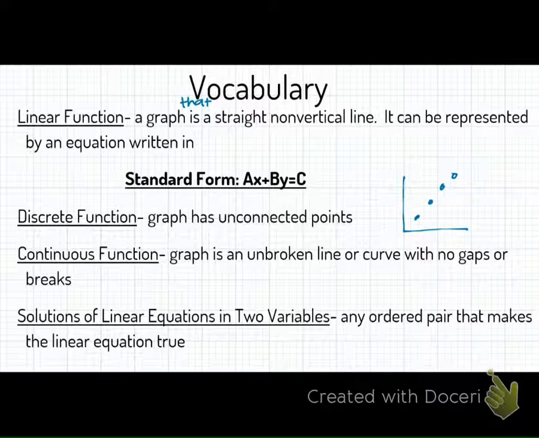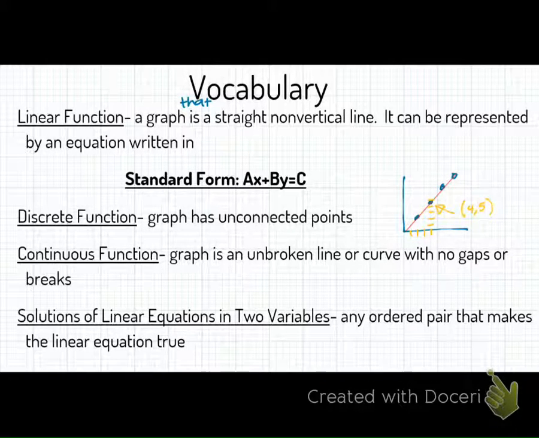Solutions of linear equations in two variables: any ordered pair that makes the linear equation true. Let's say I had this line here, and a point right here, and let's say this was 1, 2, 3, 4, and up 1, 2, 3, 4, 5. Let's just say that's 5. I know that's not perfect. That would be the solution, (4, 5). You don't need to write this down. These are just some ideas.